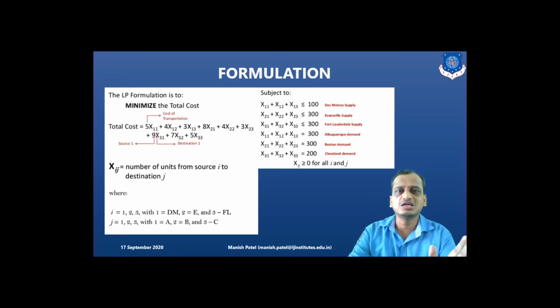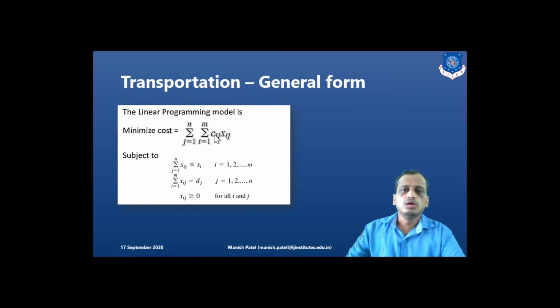The objective here is to minimize the total transportation cost when the packages are delivered from the sources to the destinations. This is the general form, where C is the coefficient of the costs, and these are the variables, where the sources and destinations are given.